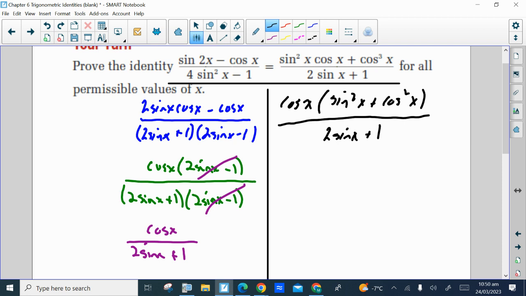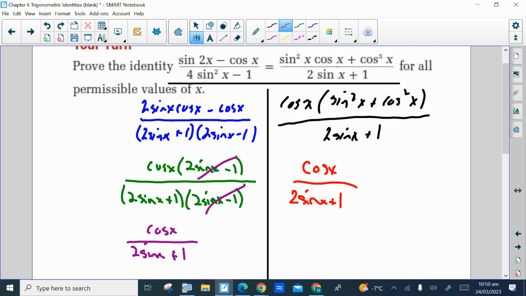What now, Adil? That's right. From the Pythagorean identity, sine squared x plus cos squared x equals 1. So it's going to be cos x times 1, which is just cos x on top, over 2 sine x plus 1 on the bottom.